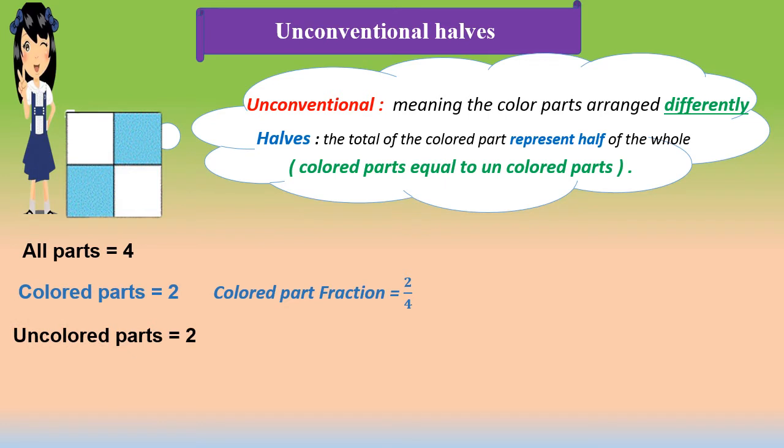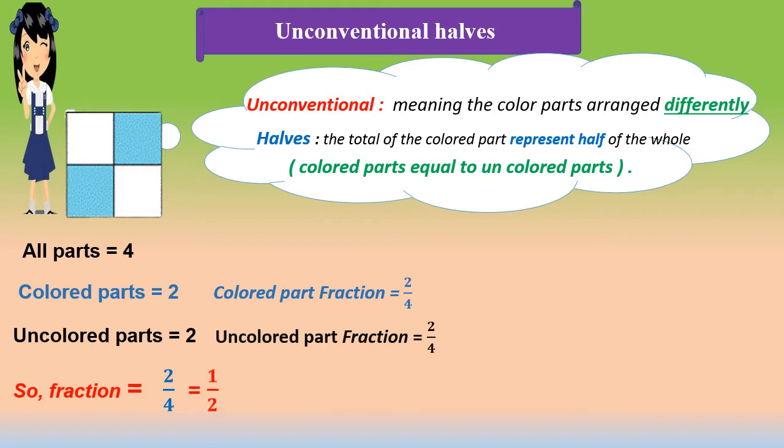Uncolored parts equal 2 over 4 also. So the fraction here, 2 over 4, equals what also? Equals 1 over 2. Why? Because it's half of the wall. So the half means 1 over 2. So 2 over 4 equals 1 over 2. This is an equivalent fraction.